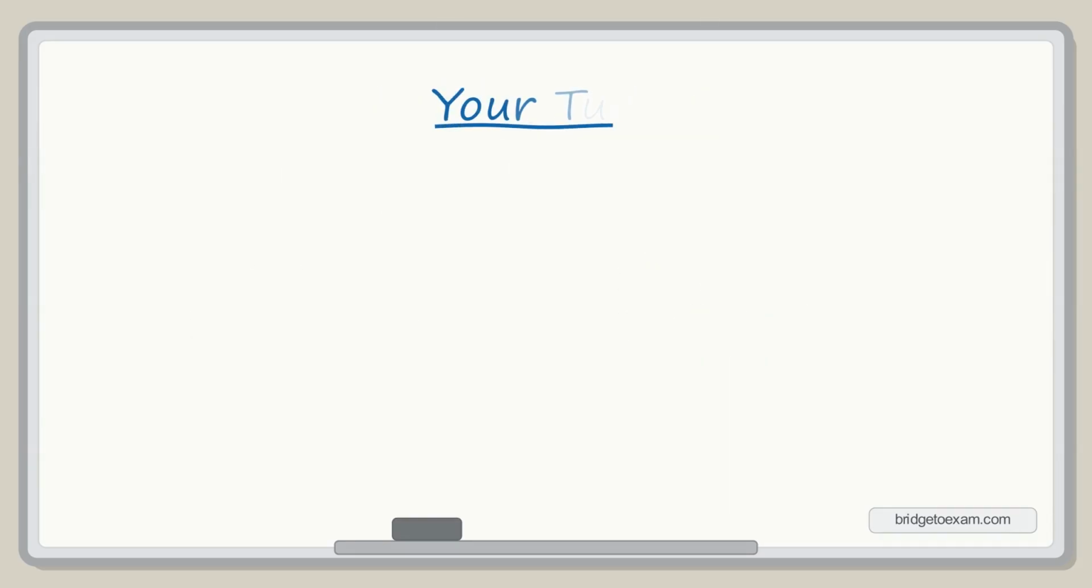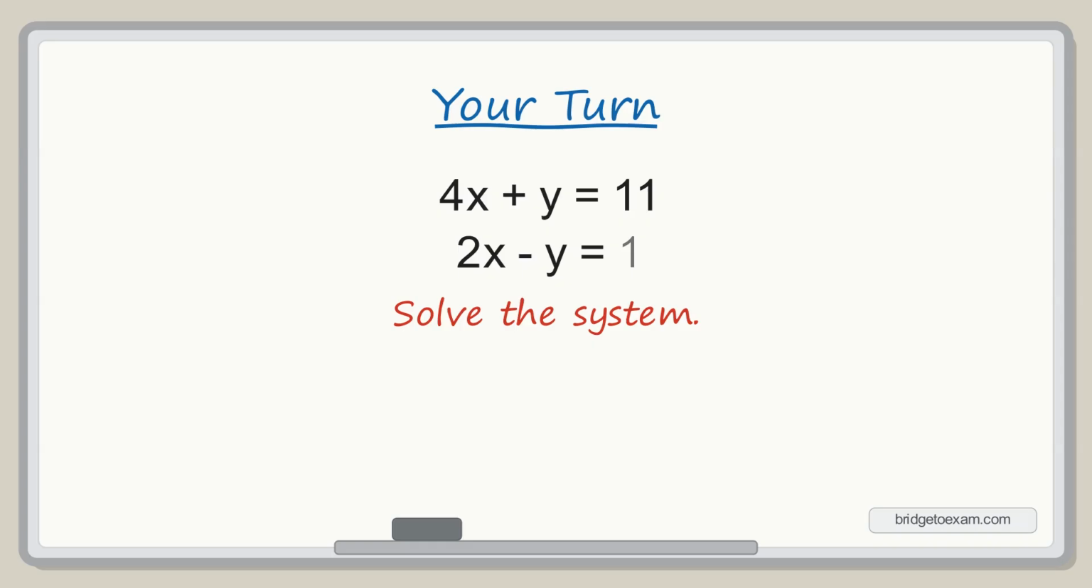Your turn. Solve 4x plus y equals 11, and 2x minus y equals 1. Pause the video and choose the fastest method before watching the solution.